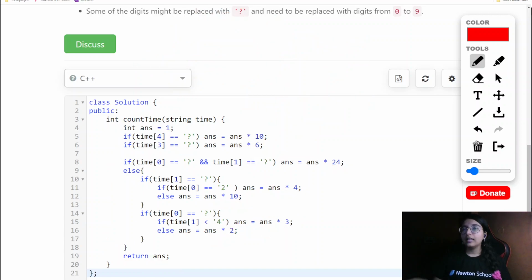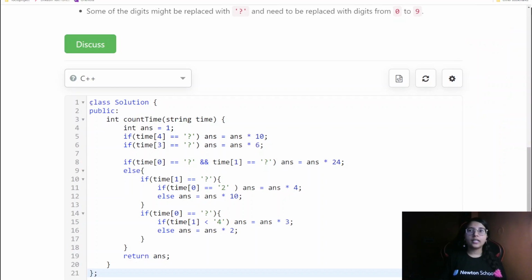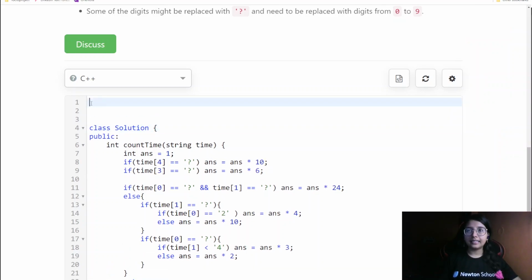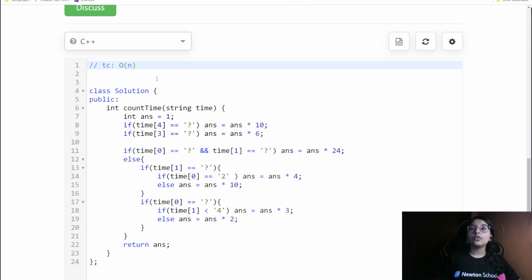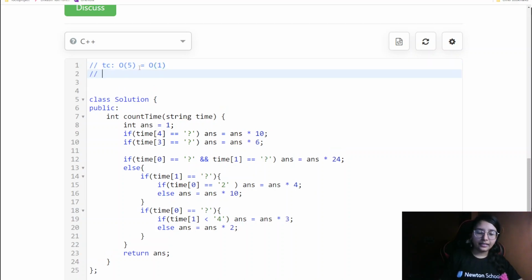So this was all for this particular question. I hope you liked the explanation. And the thing about the time complexity and space complexity is, the time complexity of this question is not order of n, but basically order of 5, which will be equating to order of 1, and the space complexity is also order of 1 because we are not using any auxiliary space.